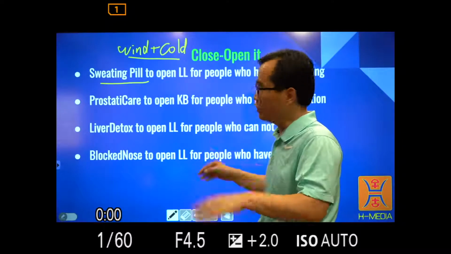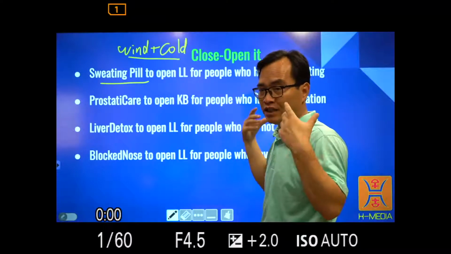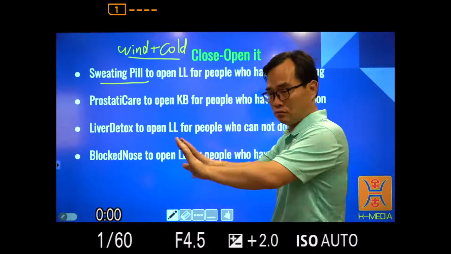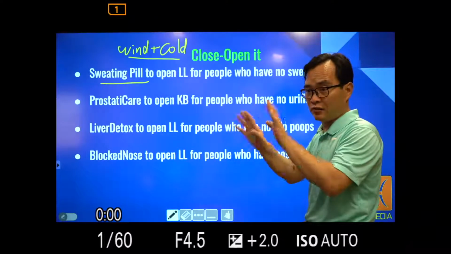So the first day is very important. You can use ginger tea or you can use the sweating pill to make you sweat. And with the sweating, the toxin will come out. When it comes out, the flu stops. So this is about the flu.